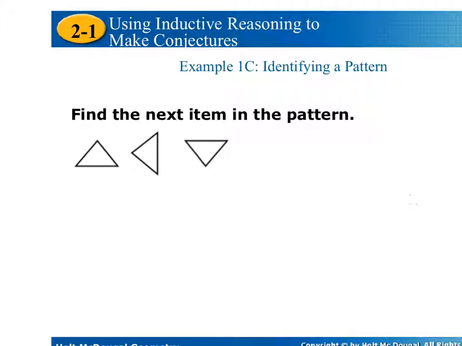Okay, find the next item in the pattern. So we have a triangle that's pointing up, a triangle that's pointing to your right, then a triangle that's pointing down. Triangle pointing to the left. So then we'd have a triangle pointing left. So it would look like this. But you see how it goes this way, down, up. It goes counterclockwise.